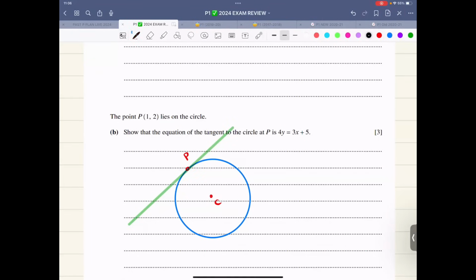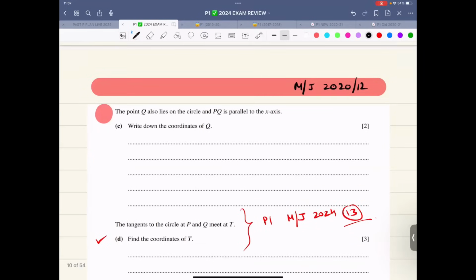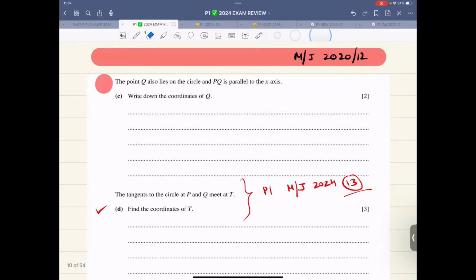So what we do is that we find the gradient of PC, whatever that comes out to be. The gradient of the tangent should be the negative reciprocal of the gradient of PC. We will use the point P, and we will find the equation of the tangent. And then it says the point Q also lies on the circle and PQ is parallel to the x-axis.